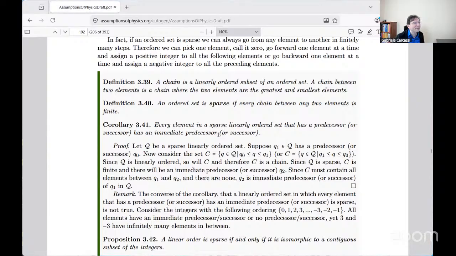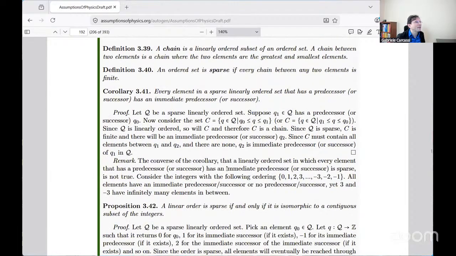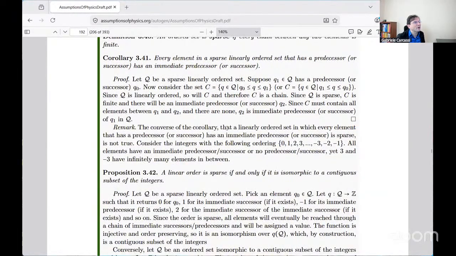So if in a sparse linearly ordered set there is something afterwards, then there is something immediately afterwards. And of course, if there is something before, there is something immediately before. And again, this is one of the things that are obvious, but you have to prove it. And then the converse of the corollary, that a linearly ordered set in which every element has an immediate predecessor or successor is sparse, is not true.